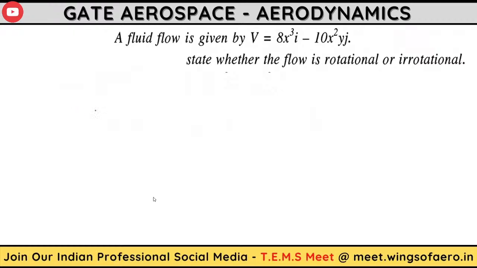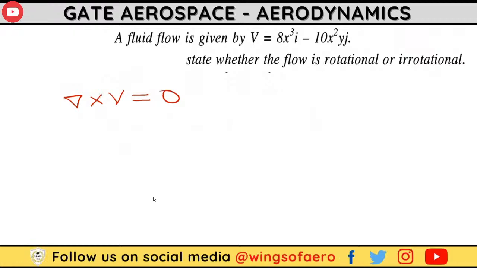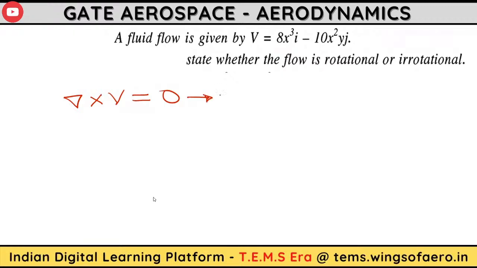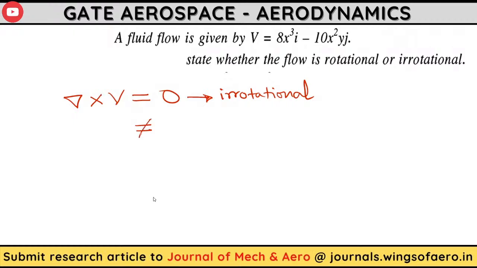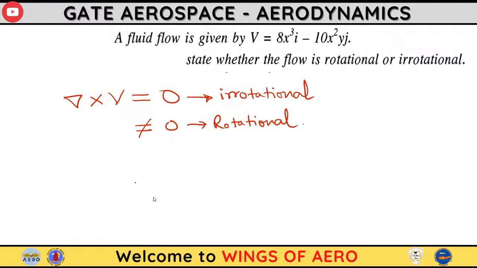Now, there is one more way to find out whether the flow is rotational or not. Del V by del X minus del U by del Y can also be used. I hope you have studied the curl vectors, right? So you can use del cross V equal to 0. If this is satisfied, the flow is irrotational. And if it is not equal to 0, that means it is a rotational flow. So using this also, you can find out.